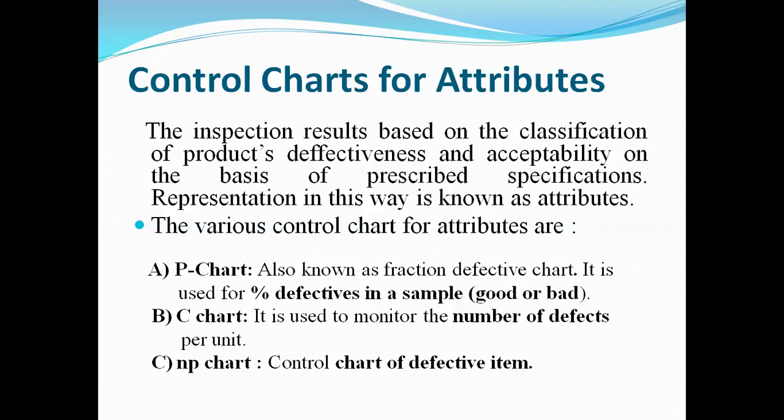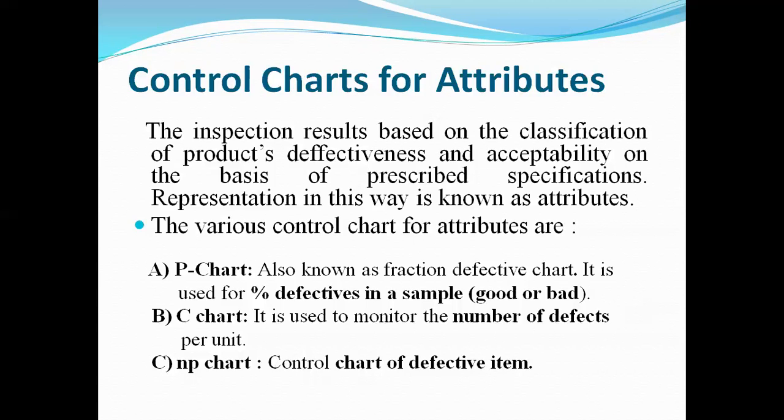First is the P chart. Now, how can you define the P chart? The P chart calculates the fraction defective, and it is used for the percentage defective in a sample. What you will have to calculate is the percentage defective in a sample. How can you calculate it? You just have to take the ratio of the total number of defects divided by the total number of samples inspected. We will discuss this briefly just after this slide also.